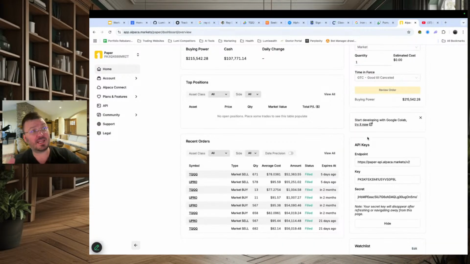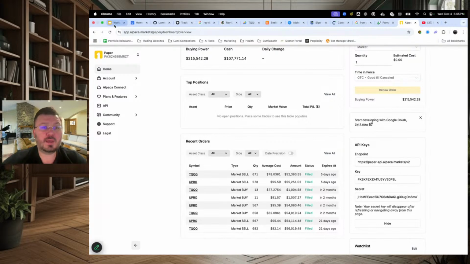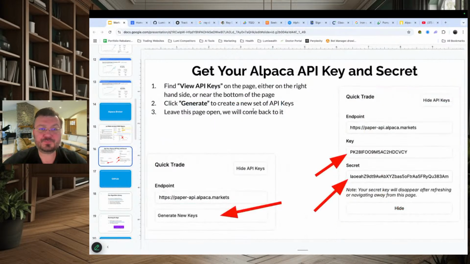So it's just a different API key for live and a different one for paper, right? Okay, cool. So we created an account. We went and we got our API keys. We generated them, and we're good to go. All right, and that's basically all we need to do with Alpaca.